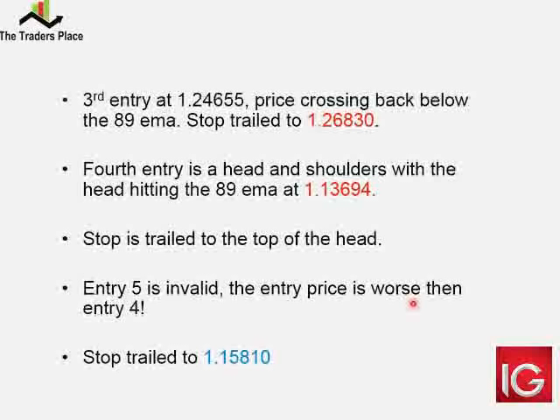Entry 5 is invalid. Entry price is worse than entry 4. If you had not taken entry 4, you could have instituted trade number 5. The stop is then trailed to 15810.